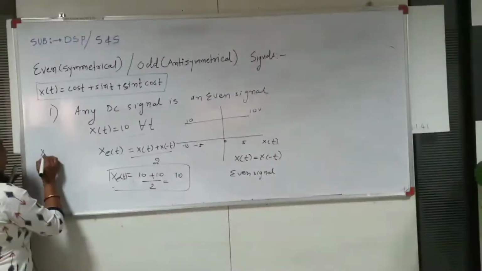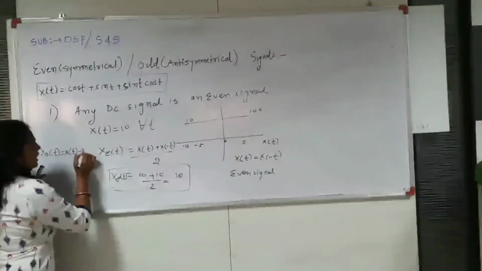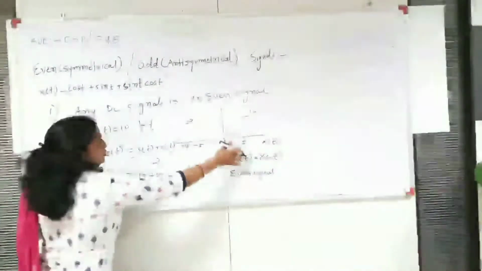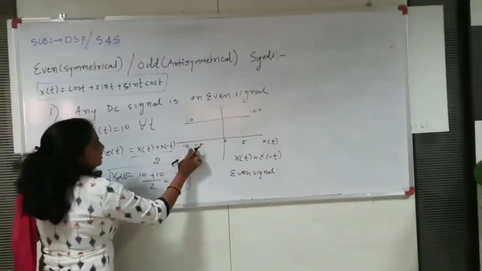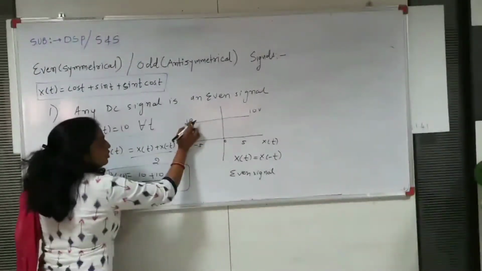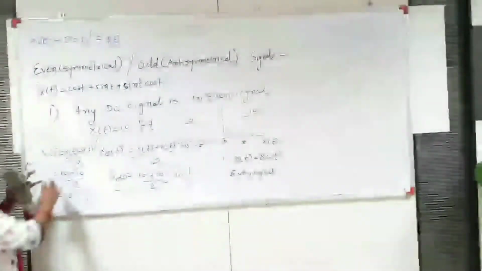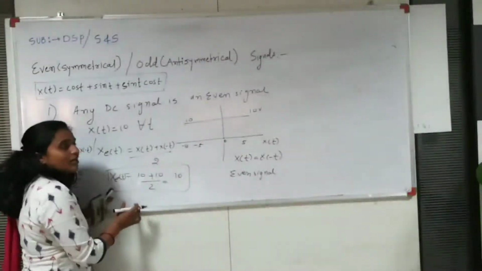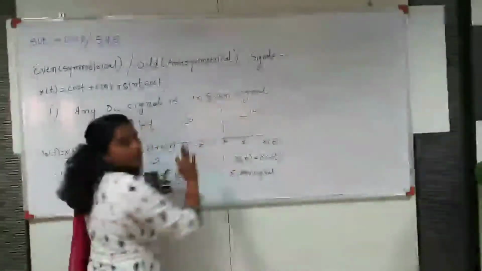But suppose I am finding the odd component, x of o of t. That is x of t minus x of minus t by 2. If I put in the values of this signal, x of t is equal to 10, okay, and x of minus t, that means at the left hand side, that is also 10. So it's 10 minus 10 by 2. So we are getting 0, meaning there is no odd component in the DC signal, but we are getting the even component for the DC signal.